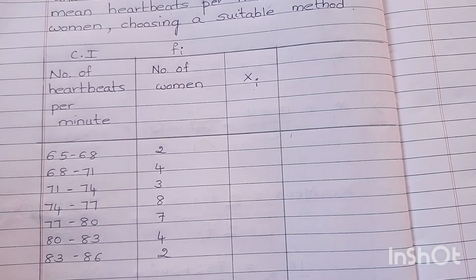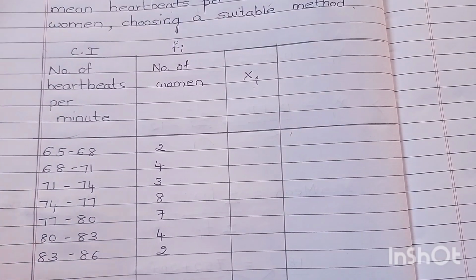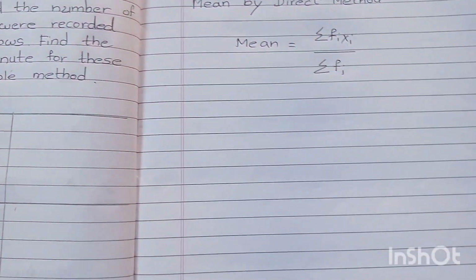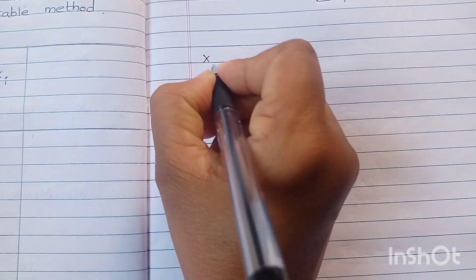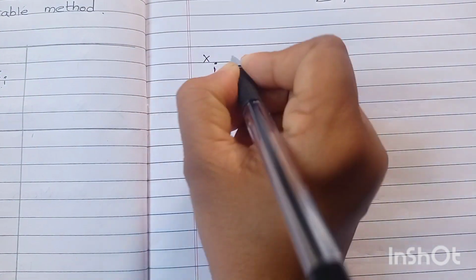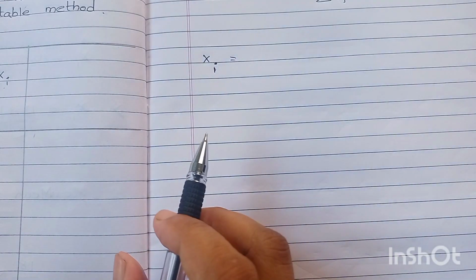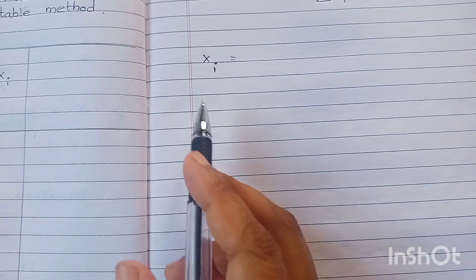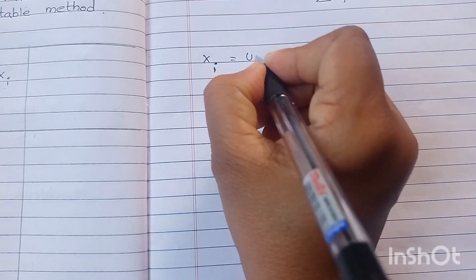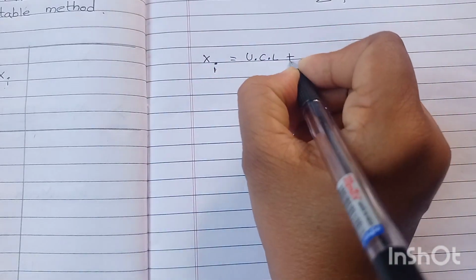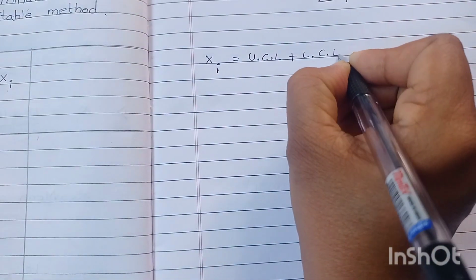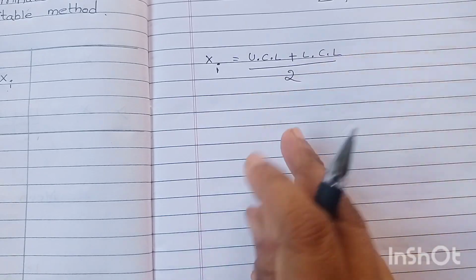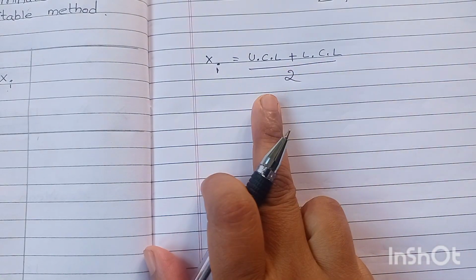You can write it directly. But we have a formula to find out Xi. Let me write that, because in the examination they may give you marks for this formula. So at least for one class interval, you have to apply the formula. Xi is equal to upper class limit plus lower class limit divided by 2. This is the formula to find out Xi.